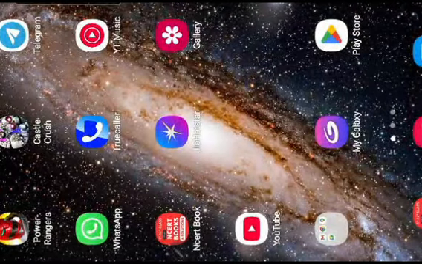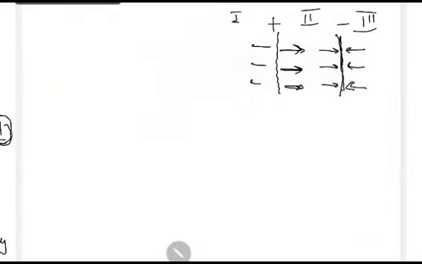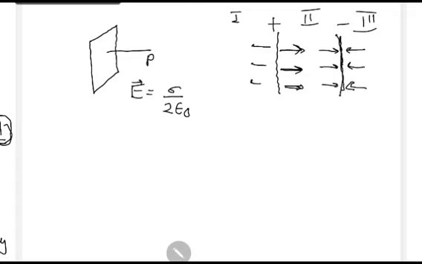Now we already studied earlier that the electric field due to a plane sheet at any point P is equal to sigma upon 2 epsilon naught.